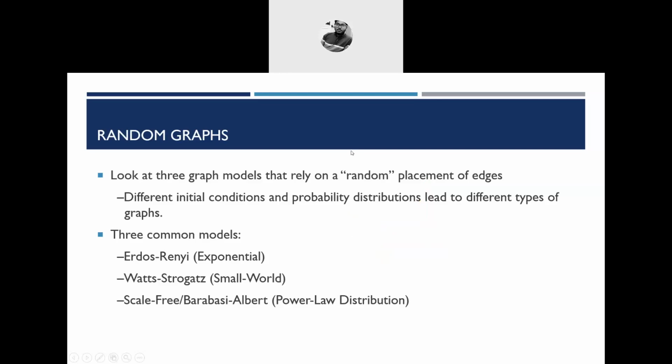So there are three main models while studying random graphs, as we have discussed earlier. The Erdős-Rényi model, which is an exponential perspective. Then we have the Watts-Strogatz model, which is also called the small world approach. Then we have the very revolutionary concept, the scale-free model, which is the Barabasi-Albert model, also known as the power law distribution model.